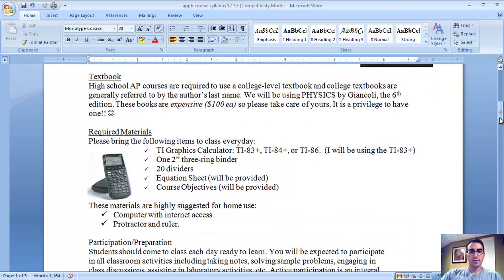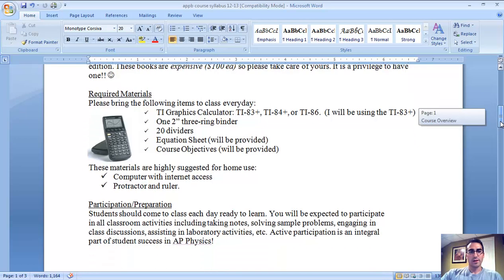The textbook we're going to get when we get back to school, and we're going to be using Giambattista and Richardson's college-level physics book, and it's about $100. So when you get it, please be careful with it.